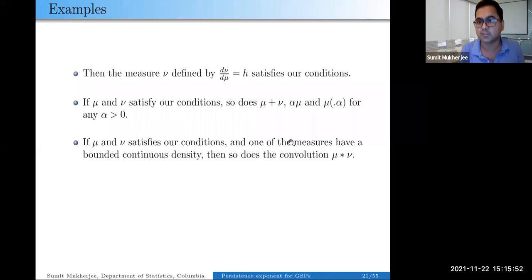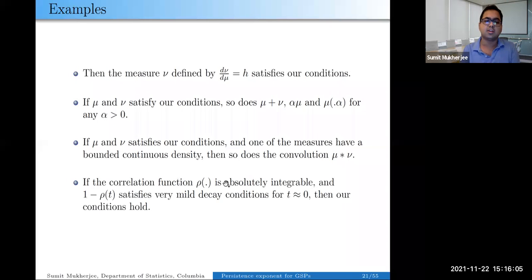If mu and nu satisfy our conditions, and one of them is nice enough, say a bounded continuous density, then so does the convolution. Again, you can weaken some of these if you wanted to. You can let them grow depending on the other one.